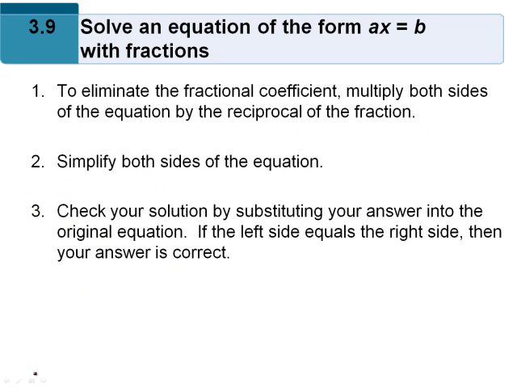All right. Now, the other type of equation with fractions deals with multiplication, when you have the format of a times x equals b. So what you're going to have is a fraction beside that x. And to get rid of that fractional coefficient, you're going to have to multiply both sides by the reciprocal of that fraction. That's what you're trying to get rid of, is that fraction that's right beside the variable. So you're going to use the reciprocal. Then you simplify, and when you check your solution, you substitute it back into the original equation. And remember, if the left side and the right side equal each other, your answer is correct.